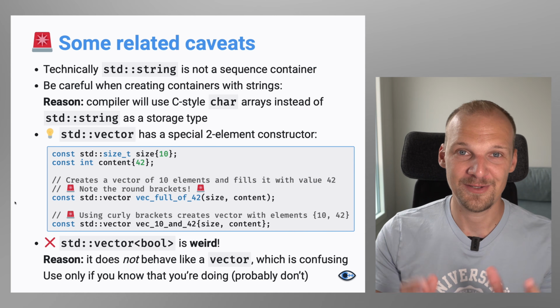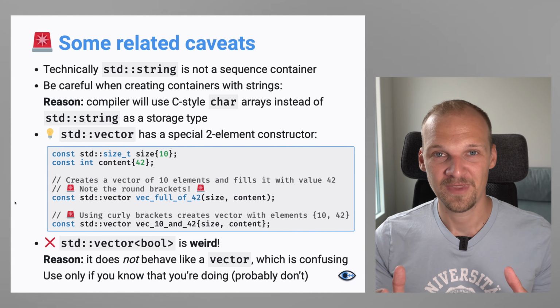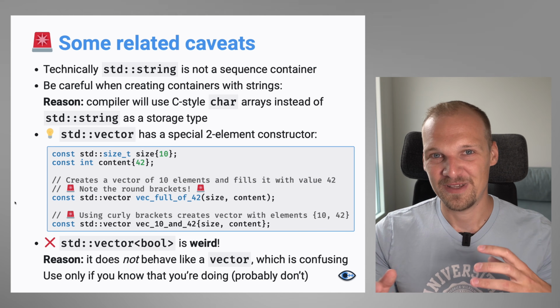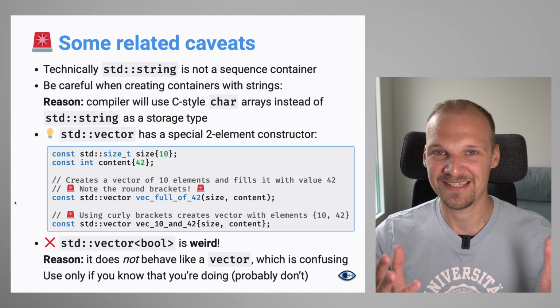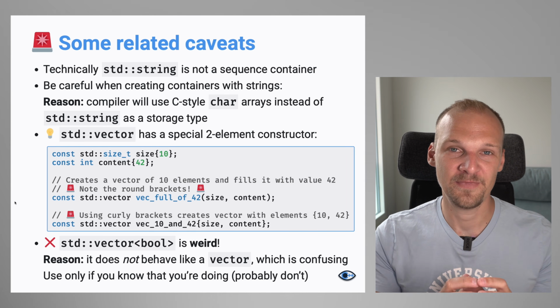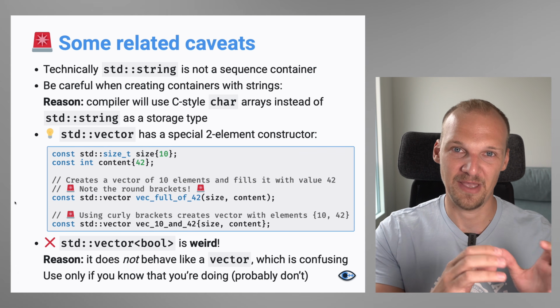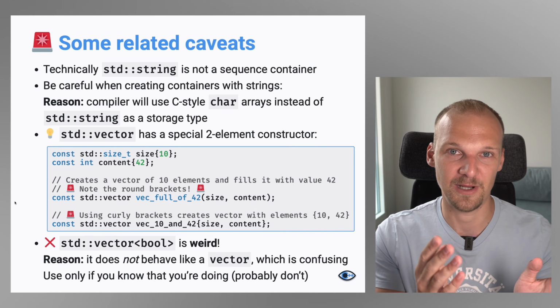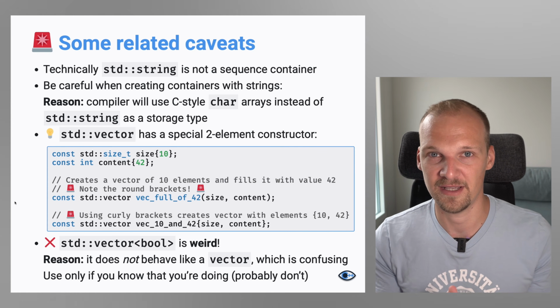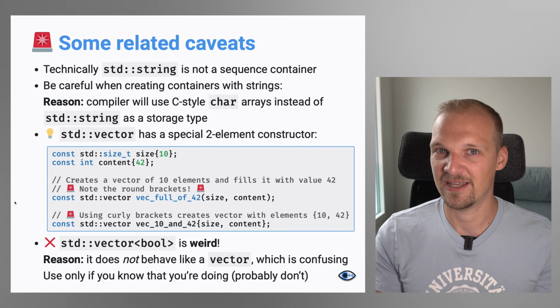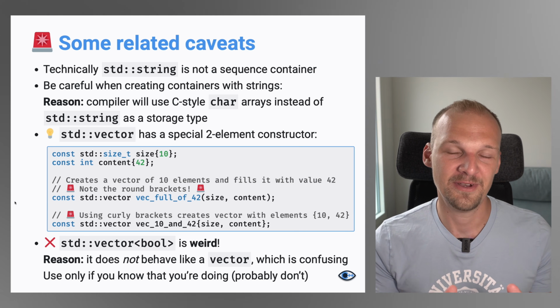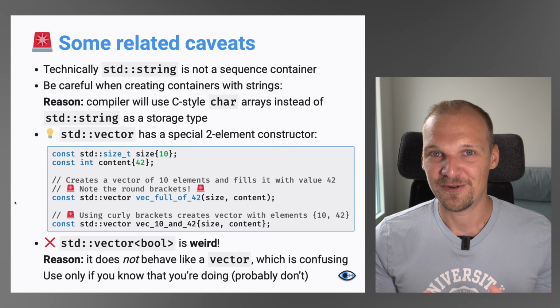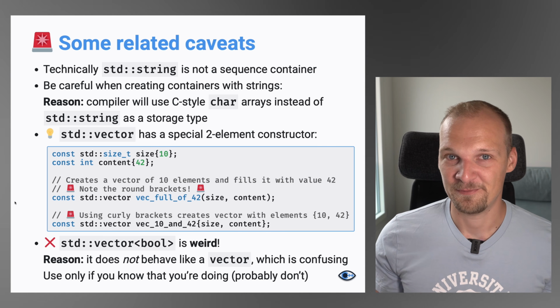Finally, probably do not use standard vector of bool. It's a bit of a weird class in itself. It's not really a vector, and it basically stores a bunch of booleans as part of one variable, as bits of this one variable, usually an unsigned long. It behaves weirdly, and it probably doesn't do what you expect it to do, so probably don't use it for now, unless you really know what you're doing.